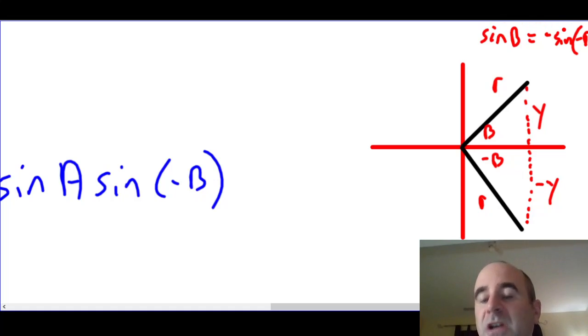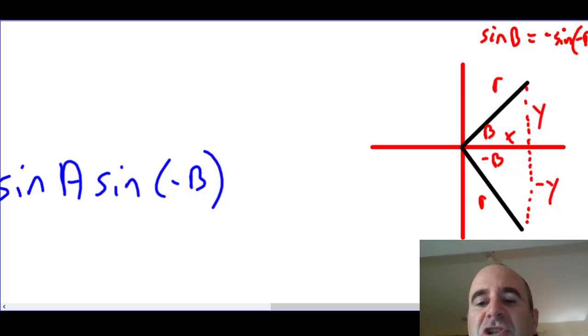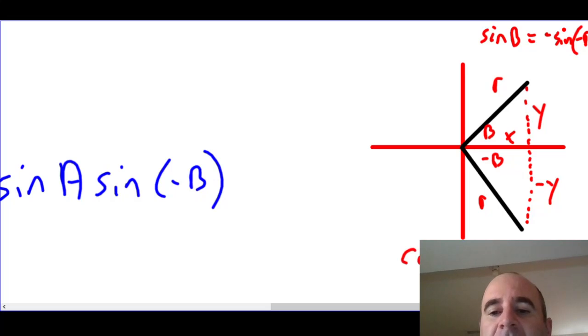And we can look at cosine as well, but of course with cosine, as you move from angle B to negative B, cosine is x over r, so cosine doesn't change. So the cosine of B is actually equal to the cosine of negative B.